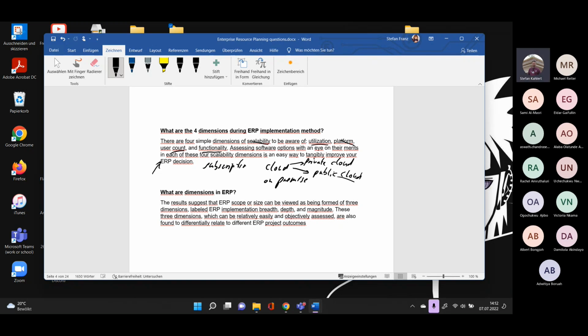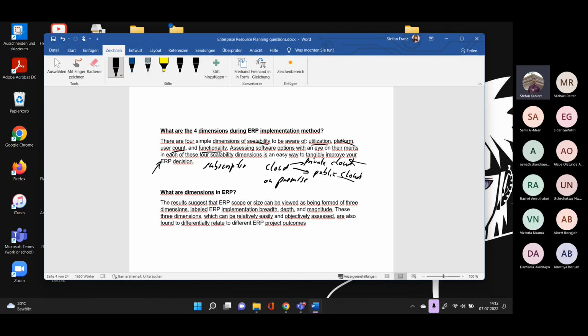This one here is cheaper and it's easier to handle. A private cloud is difficult, and you have to do updates and upgrades, and you have to do patches. Yeah, and it requires more work. So public cloud for SAP, for ERP system, is easier to handle, because you're on a platform which will be shared with other clients.